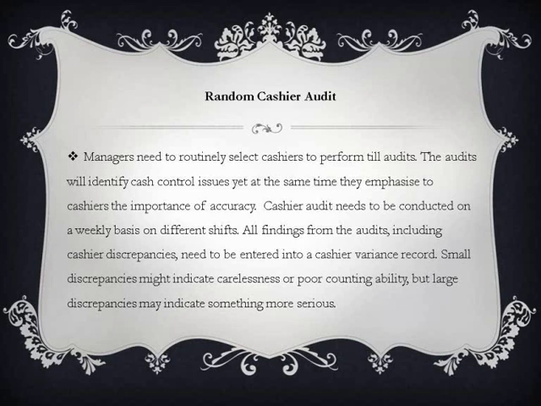Random cashier audit. Managers need to routinely select cashiers to perform till audits. The audits will identify cash control issues, yet at the same time they emphasize to cashiers the importance of accuracy. Cashier audits need to be conducted on a weekly basis on different shifts. All findings from the audits, including cashier discrepancies, need to be entered into our cashier variance record. Small discrepancies might indicate carelessness or poor counting ability, but large discrepancies may indicate something more serious.